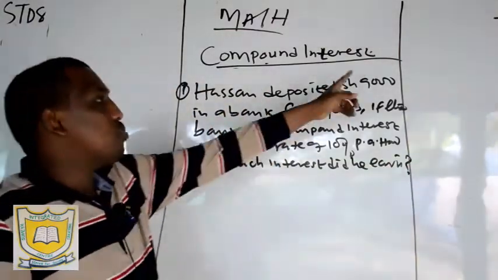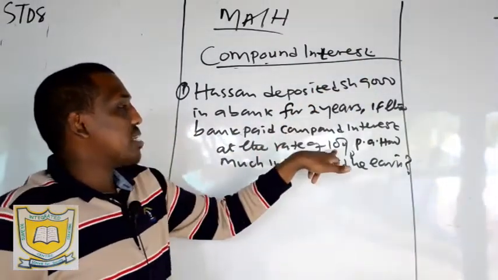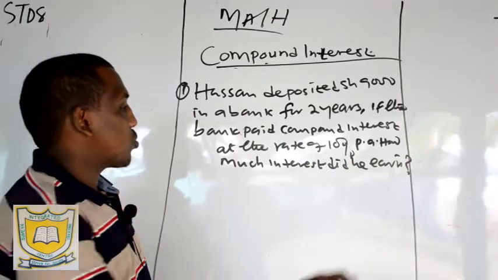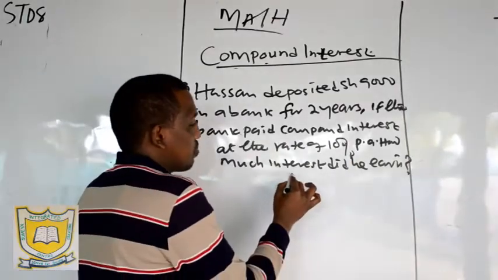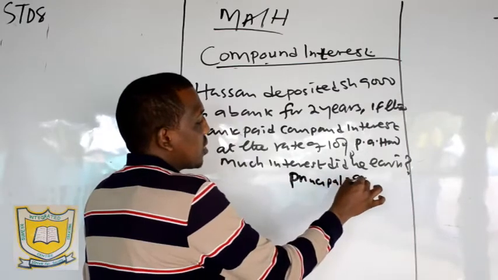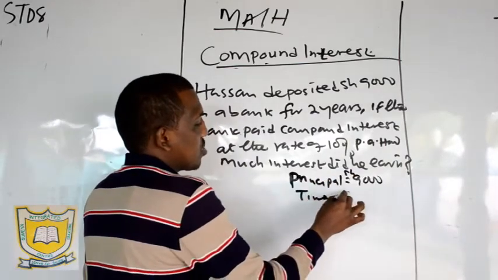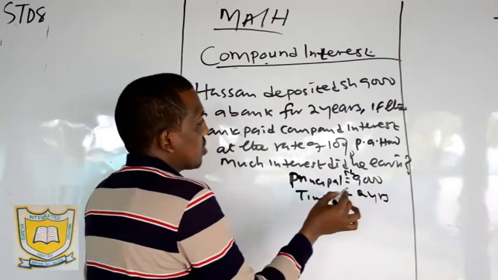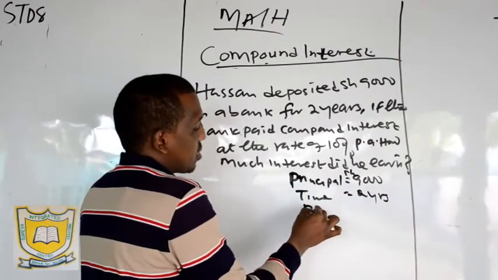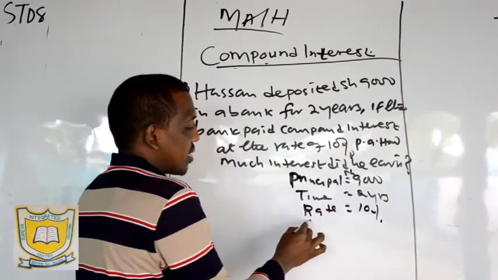You are given the deposit, we are given the time, and then we are given the rate. So here the deposit is the principal. Our principal here is 9,000 shillings. Time, we have 2 years, and we have the rate, 10%. So we are lacking the interest.